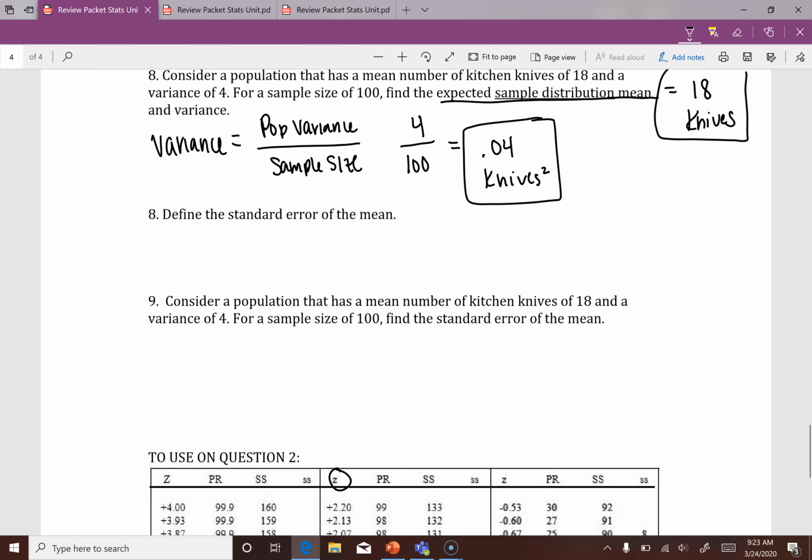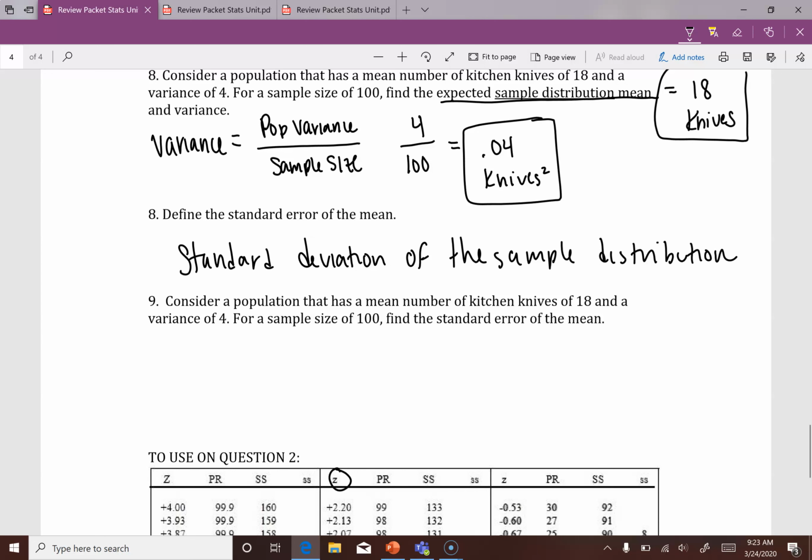Define the standard error of the mean. The standard error of the mean is the standard deviation of the sample distribution. Now, I wish they just said that, but they don't. They've come up with a funky name for it, but c'est la vie.